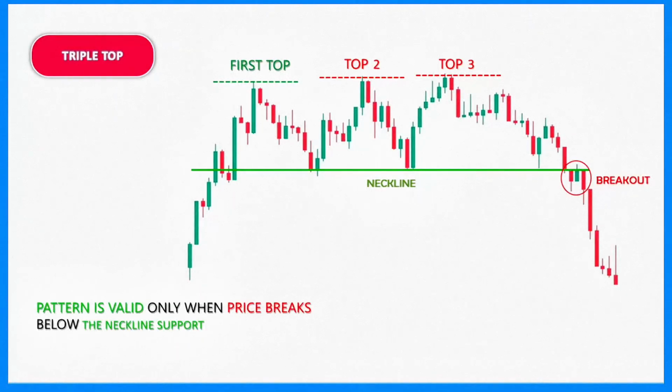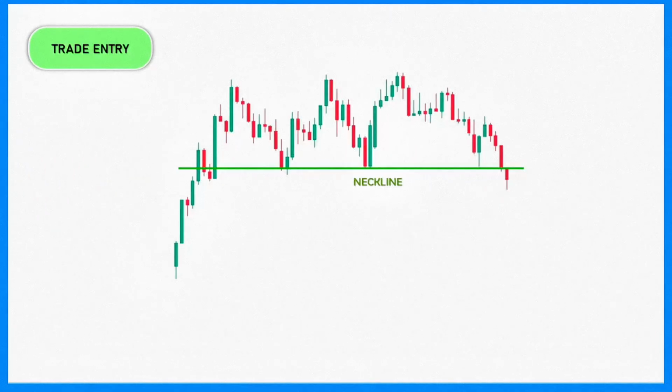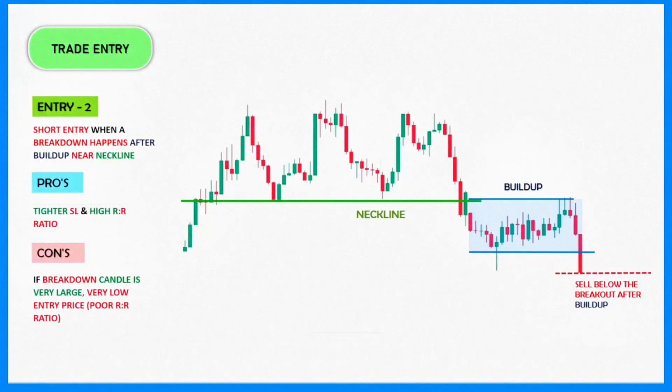Now let's talk about the most important part, how to trade the triple top pattern effectively, just like professional traders do. There are three possible ways to enter a trade. 1. Aggressive entry. Enter as soon as the price breaks below the neckline. This gives you the earliest entry, but it comes with higher risk because false breakouts can happen. 2. Build-up entry. Wait for a small consolidation or buildup just below the neckline. Once the price breaks down from that buildup, you enter short. This entry has a tighter stop loss and a much better reward to risk ratio.